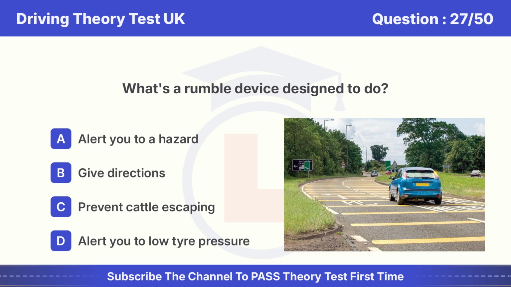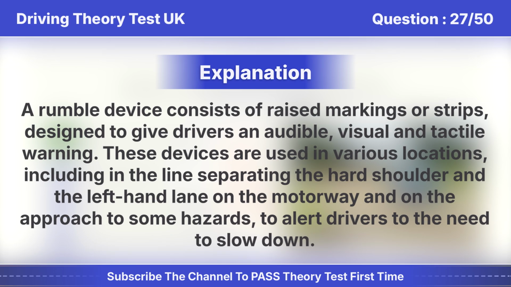Question 27. What's a rumble device designed to do? Answer is A. Alert you to a hazard. A rumble device consists of raised markings or strips, designed to give drivers an audible, visual, and tactile warning. These devices are used in various locations, including in the line separating the hard shoulder and the left-hand lane on the motorway and on the approach to some hazards, to alert drivers to the need to slow down.